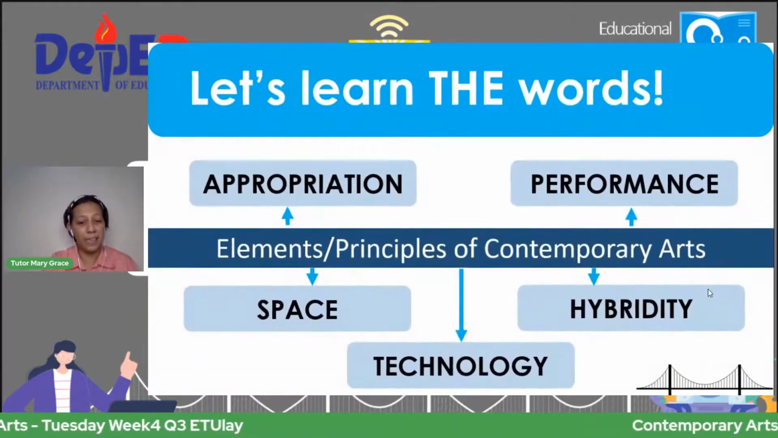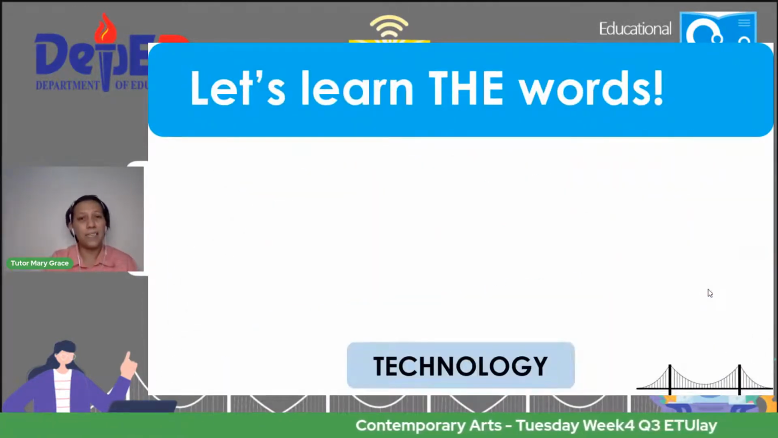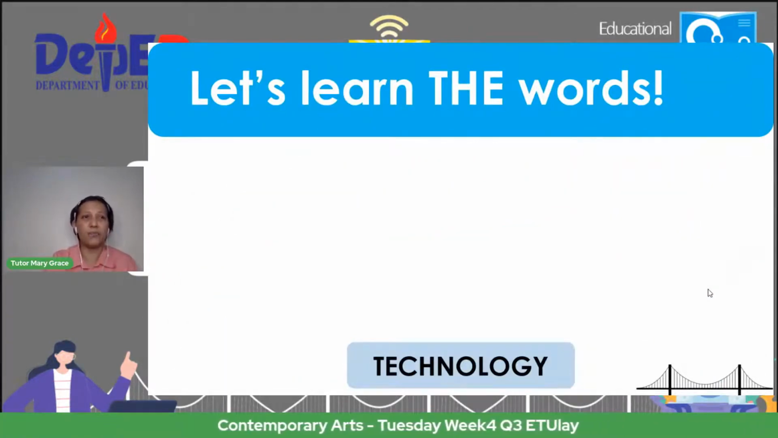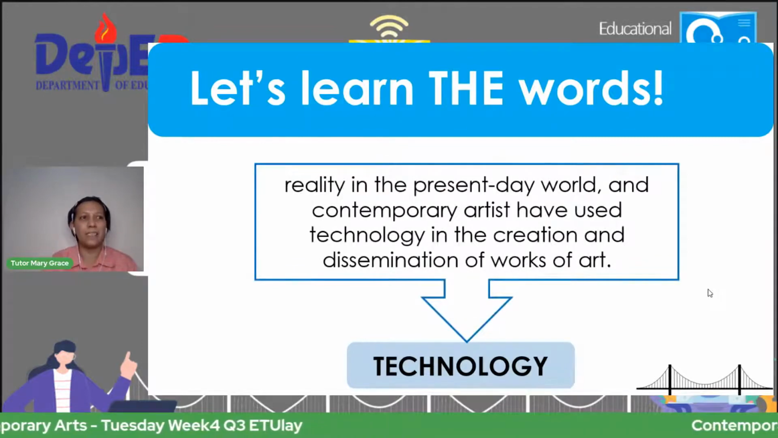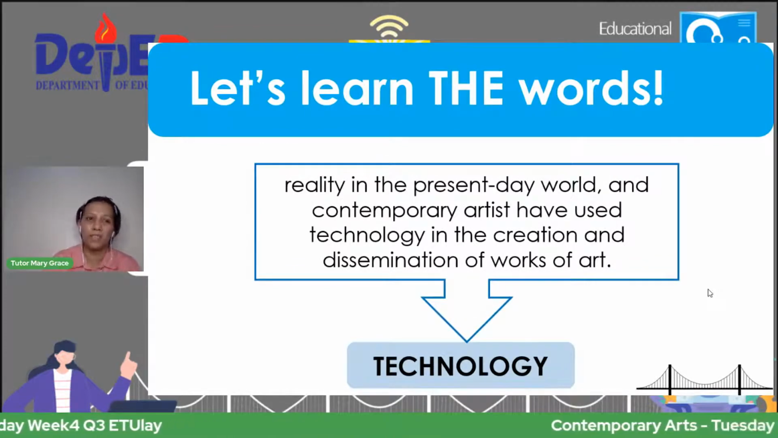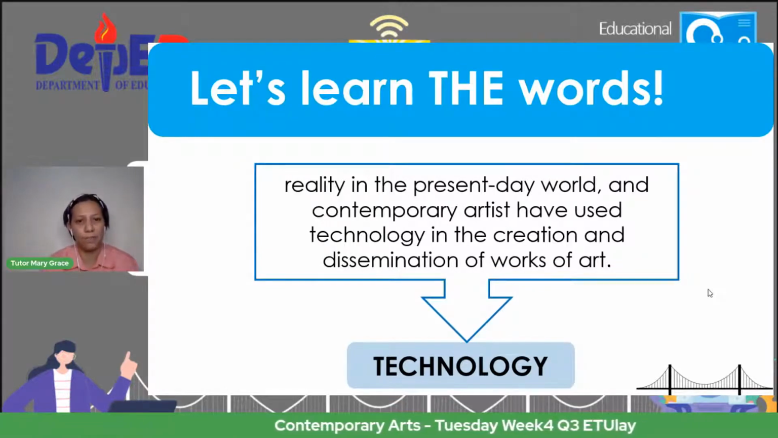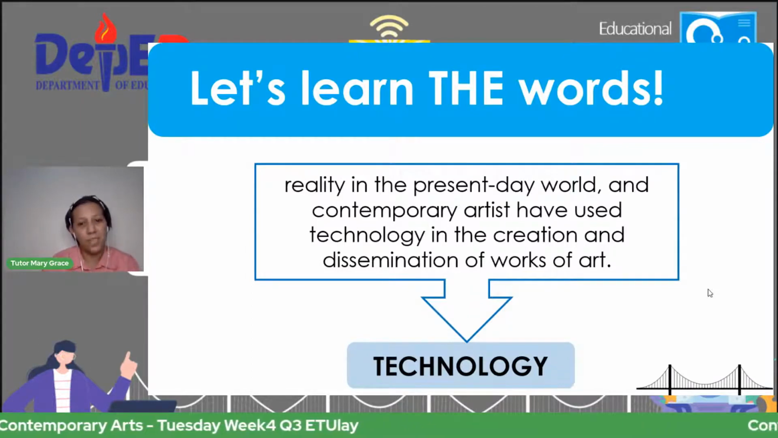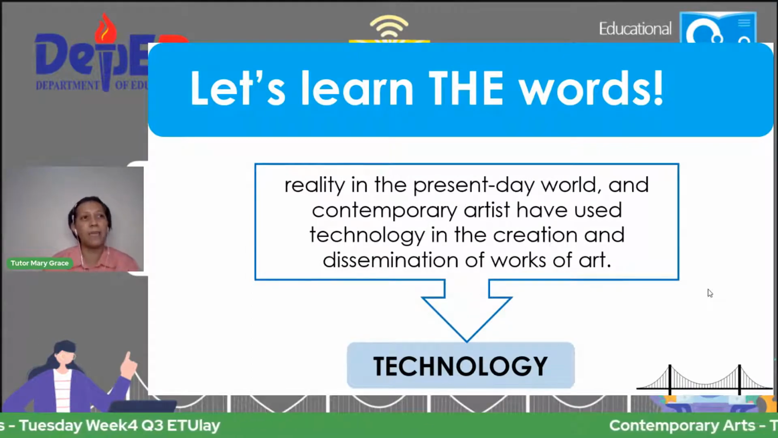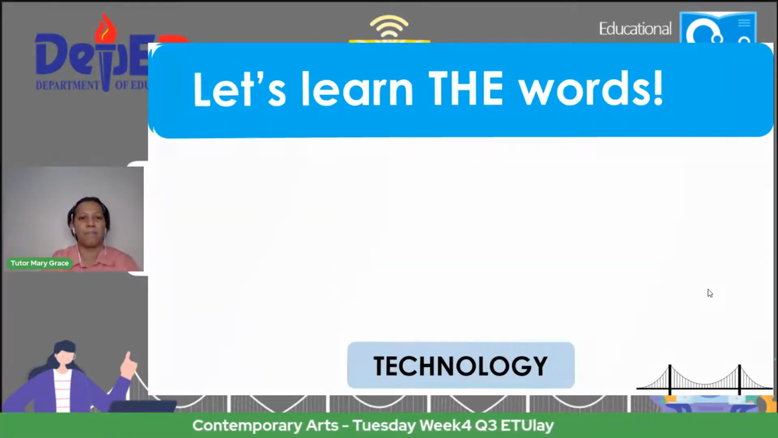There you go. And finally, we have technology. Now, class, this is, again, not a new word, okay? We just have to be able to realize that we can also use technology, okay, as a medium for art, for our artistic expression, okay? Because in reality, in our current world, okay, we have to use it, okay, to create, to disseminate, to propagate different works of art. So here are some examples.